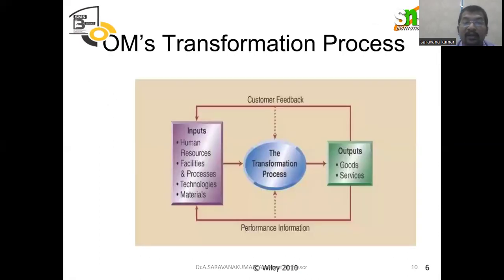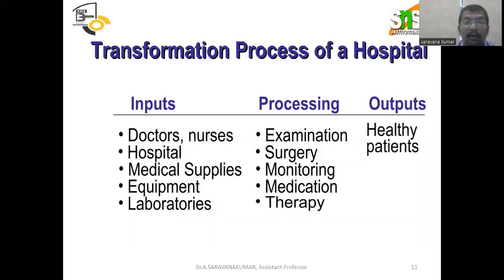If you see the transformation process, every sector has some transformation process, and customer feedback is also very important. If we take as input human resources, facilities and processes, technologies, and materials, it will be transformed into what output? It's goods and services. So we will see this one by one.